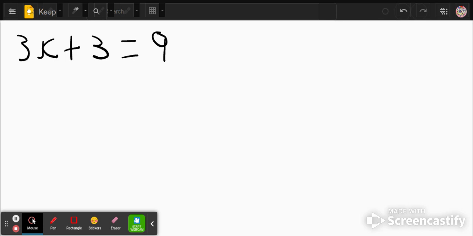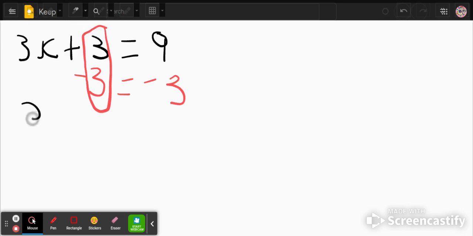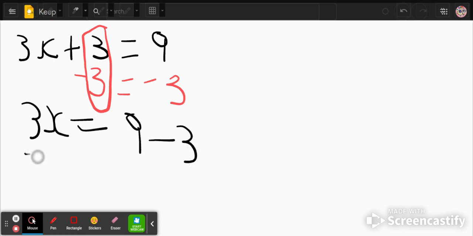Now, the number that's beside the term, this 3 here, we need to minus 3 from both sides, right? So first minus 3 from the left hand side, and now it's an equation. What you do to one side, you do to the other, right? So now, the 3's on the left hand side will cancel each other out. So we're going to be left with 3x is equal to 9 minus 3. And therefore, we know that 9 minus 3 would leave us with 6. So 3x is equal to 6.